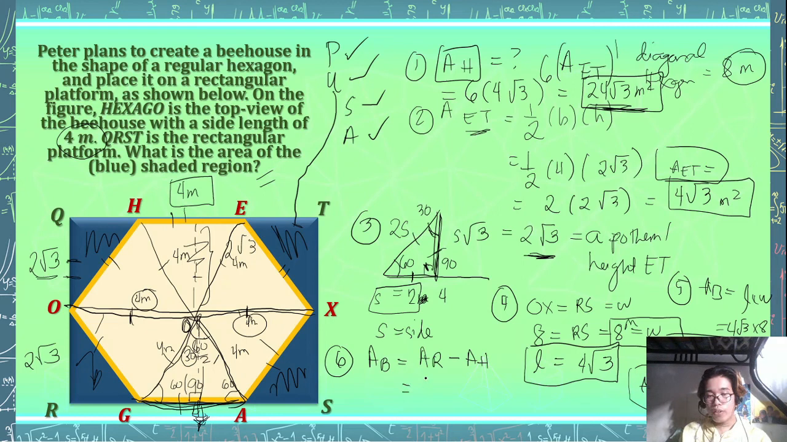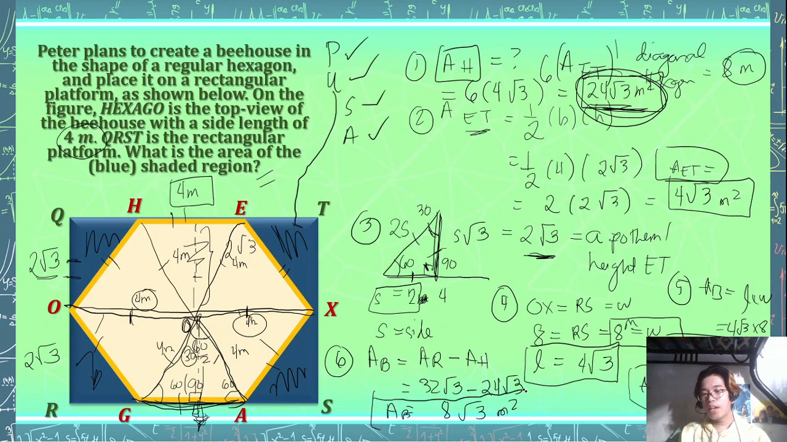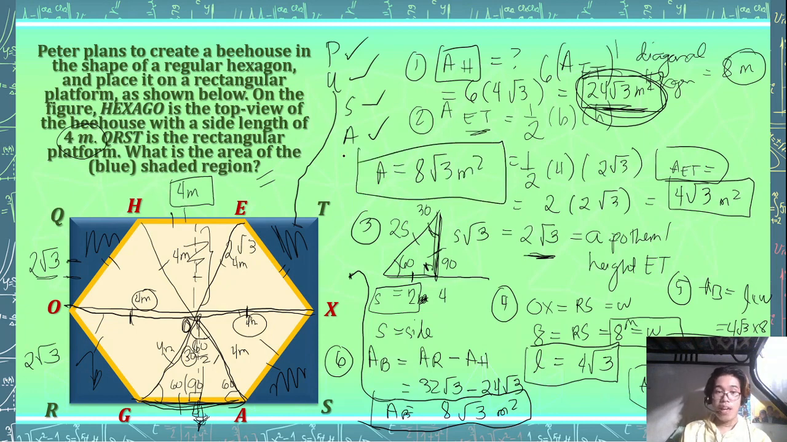And we know that the area of the rectangle is equal to 32 square root of 3 square meters, and we have the area of the hexagon, which is equal to the one that we solved a while ago, so that's 24 square root of 3 square meters. And what's 32 square root of 3 minus 24 square root of 3? That's just going to give us 8 square root of 3 square meters. So there you go. The area of the blue shaded region for this rectangle is just equal to 8 square root of 3 square meters. And that's how we solved it.